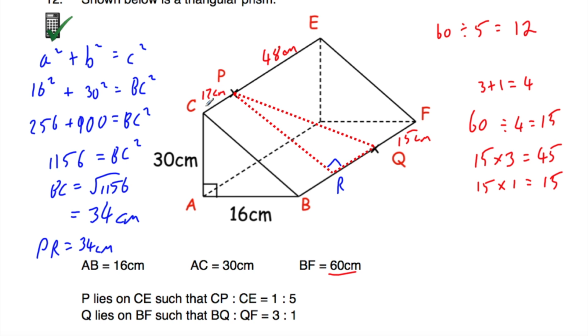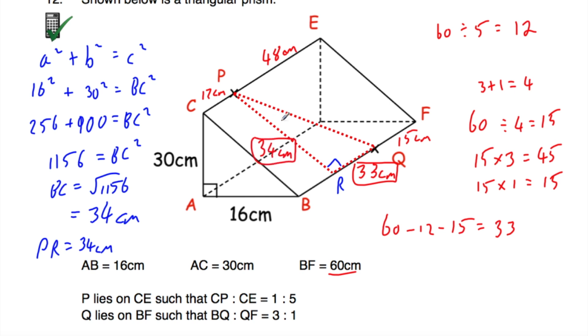We now know that CP is 12 centimeters and the QF is 15 centimeters. Now let's take them both away from 60. So let's do 60, take away 12, take away 15 and see what we get. So 60 take away 12 take away 15 is equal to 33. So that means that RQ is 33 centimeters. So RQ is 33 centimeters, and PR, we worked that out earlier, PR is equal to 34 centimeters.